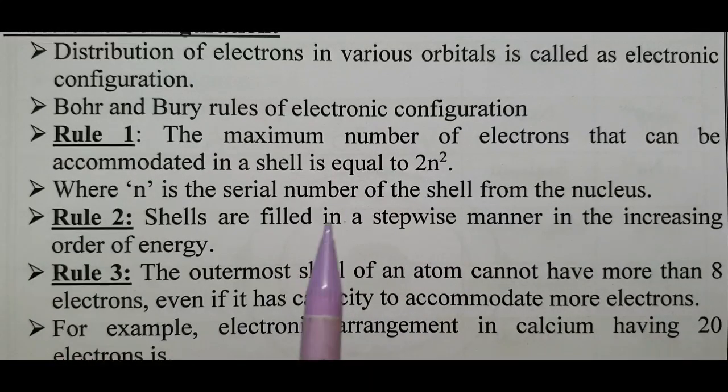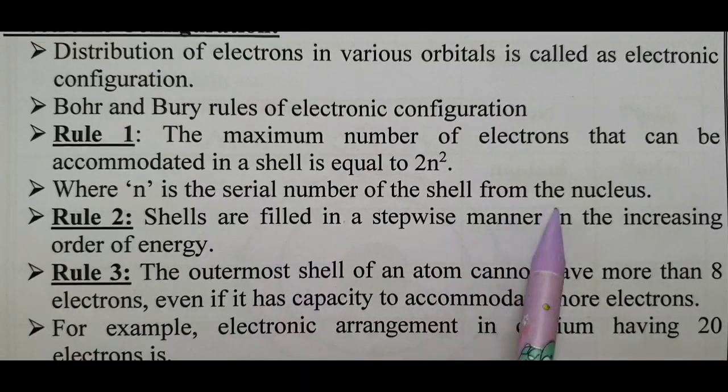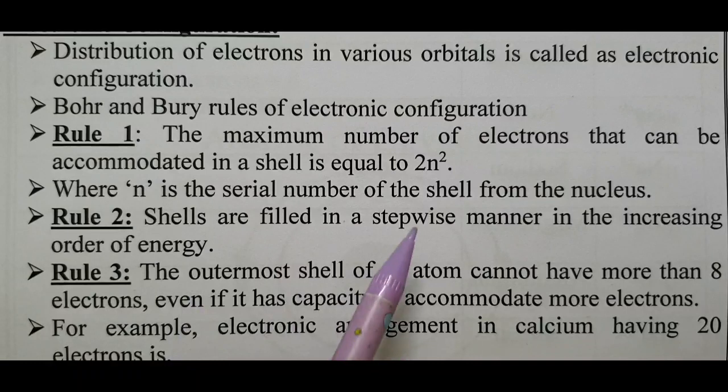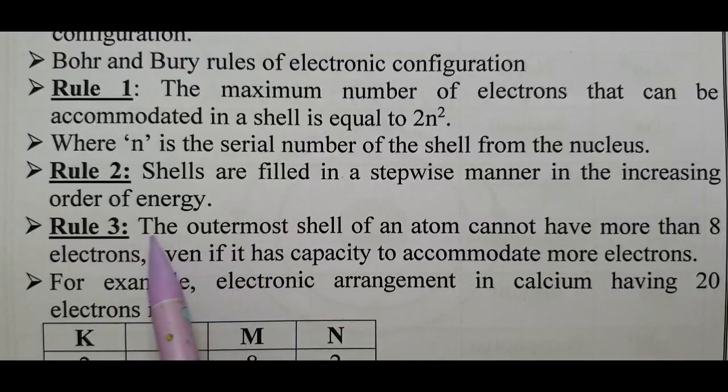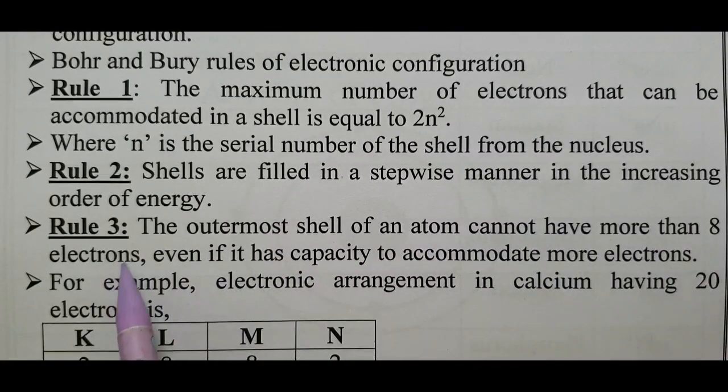Rule number 2: shells are filled in a stepwise manner in increasing order of energy. This is called the Aufbau principle. Electrons enter different orbitals according to their increasing energy. Rule number 3: the outermost shell of an atom cannot have more than 8 electrons, even if it has the capacity to accommodate more. The outermost shell can accommodate only 8 electrons.